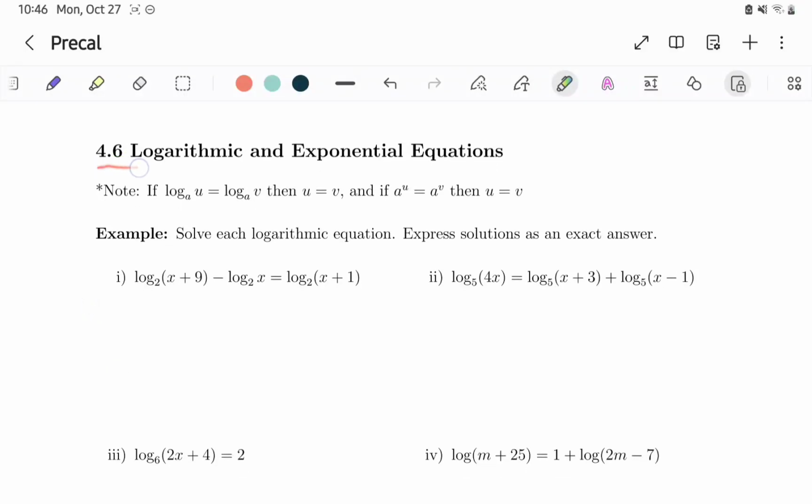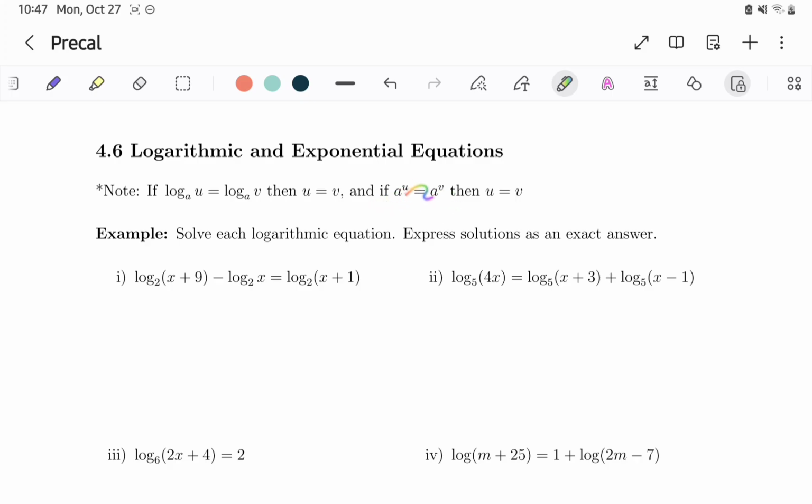In this video, we are going to be going over logarithmic and exponential equations. Before we get into the examples, there are two important things I want to note. If we ever have log base a of u equals log base a of v for any expressions u and v, then we can conclude that u is equal to v. So if we have logs with the same base, then we can conclude that the expressions inside the logarithms in the equation are equal to each other.